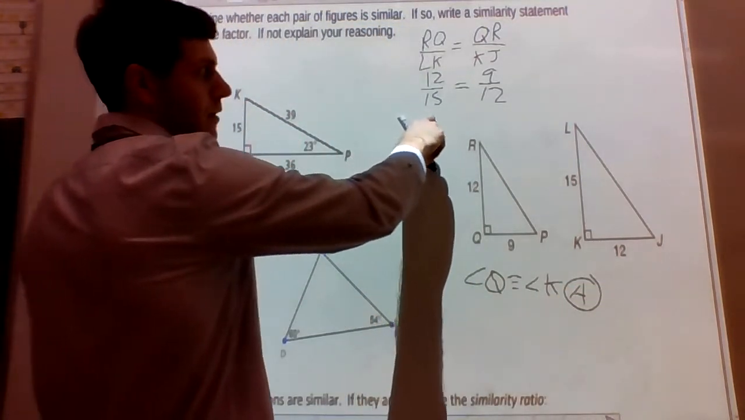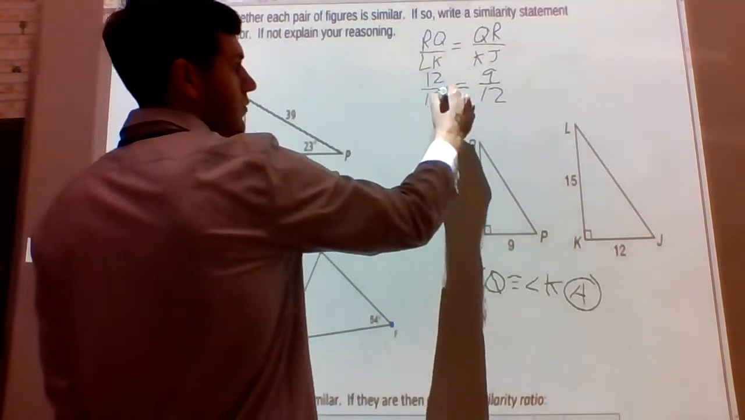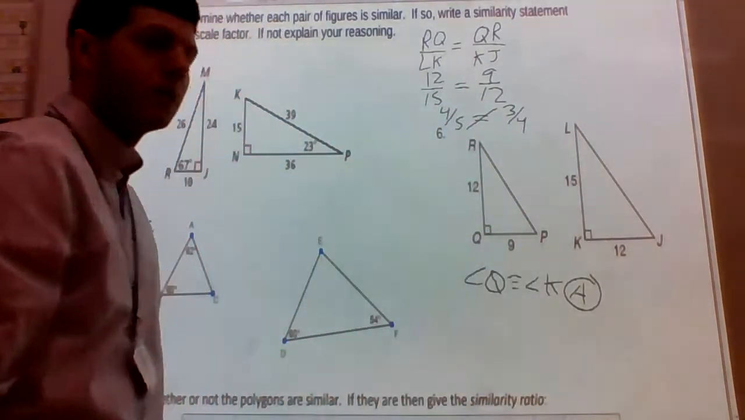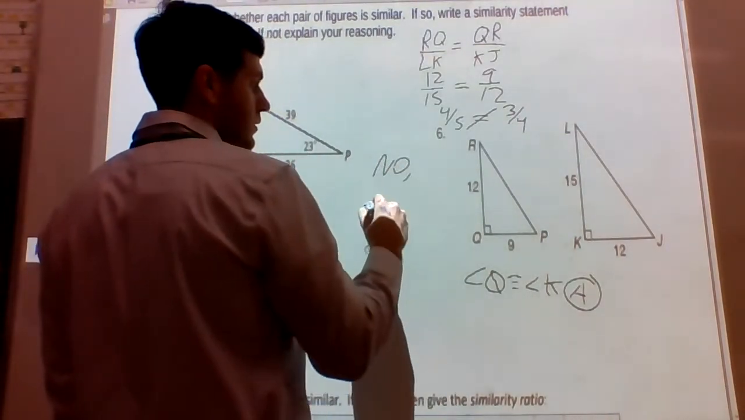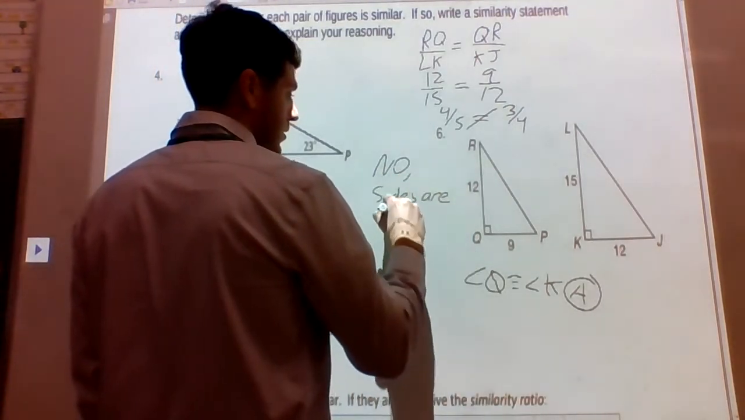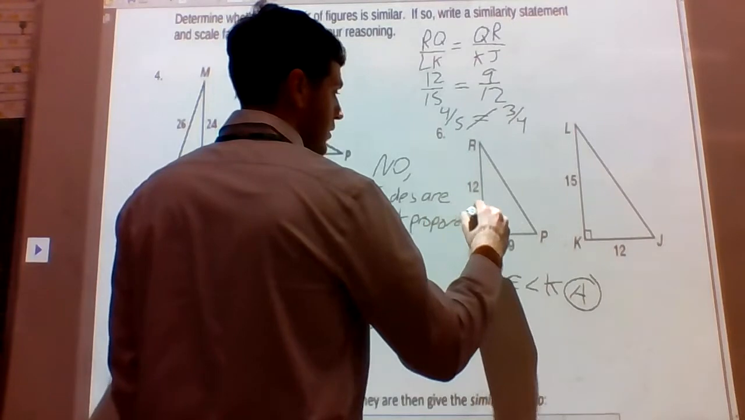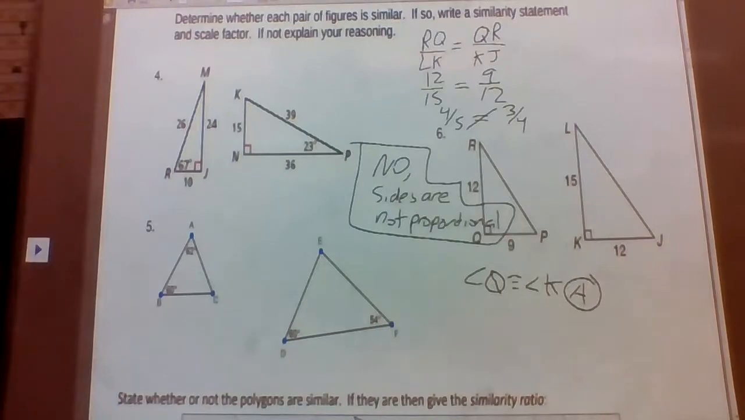Okay, but here, what are we going to get? Divide by 5, divide by 3, we get 4 over 5. And here we get 3 over 4. So those don't equal each other. So our answer is going to be no. Sides are not proportional, because the ratios are not equal. No, because the sides are not proportional. Our ratios have to equal for the sides to be proportional.